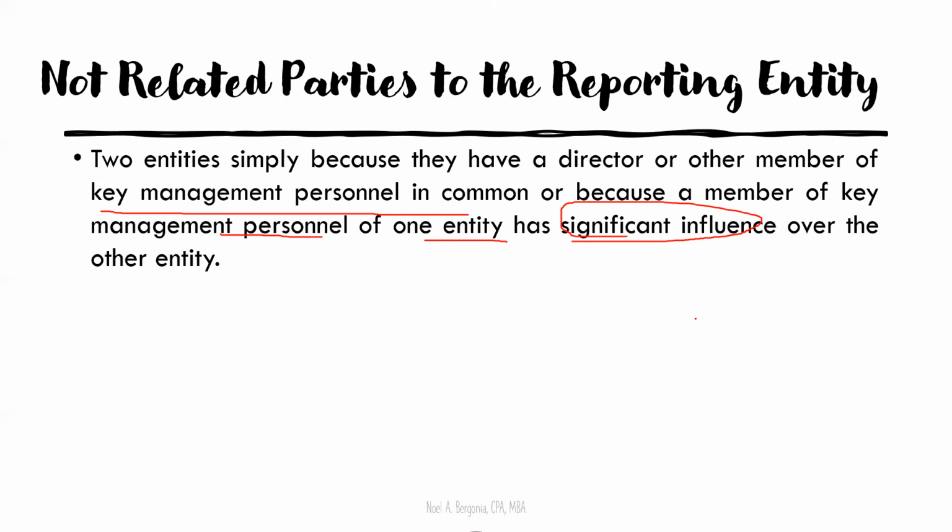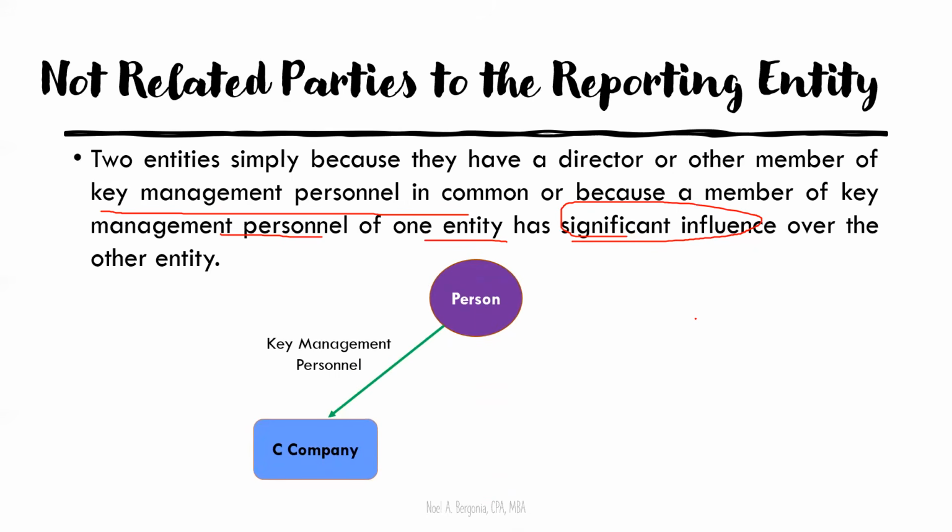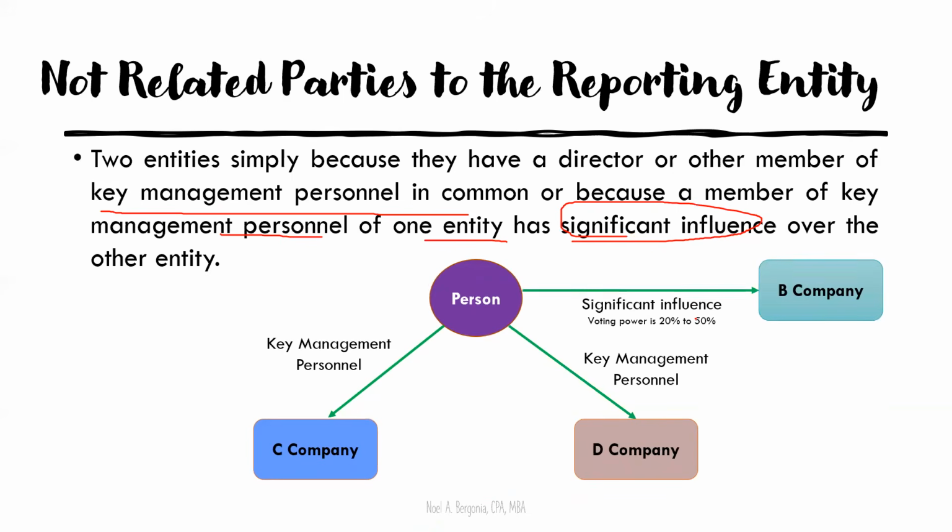So let's try to look again. Let's say the person Daniela Mondragon is a key management personnel of company C, and also key management personnel in company D. Now, Daniela Mondragon, that person, has a significant influence over company B. Now the question is, are they related to each other? The answer is no. So company B, company C, and company D are not related parties to each other.